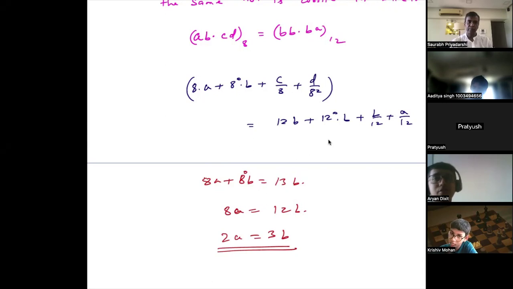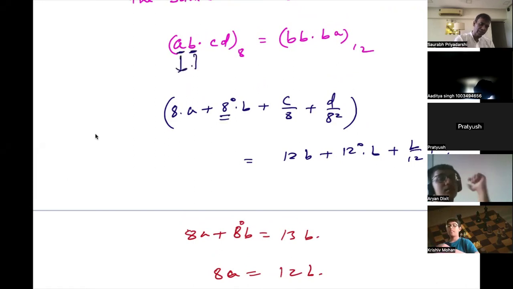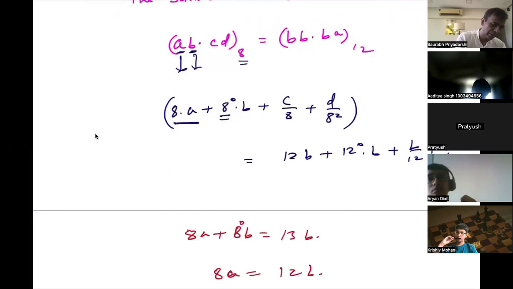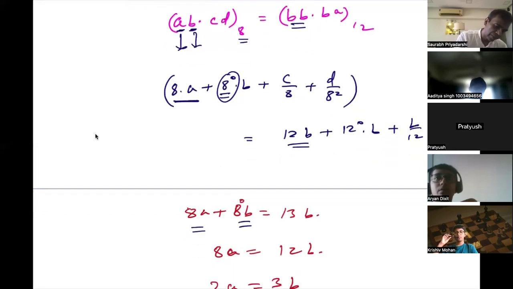Sir, can I give a solution? Send one solution first. This 8 to the power 0, this is A and B now. This A is the tens place number and B is the unit place number. So if I write A as 8 into A, since this has base 8, so 8A, and this B is 8 to the power 0 times B, so this is 1. A plus B, right? 8A plus B, and the other is 13B, so 8A is equal to 12B. So we can just take A as 3 and B as 2.